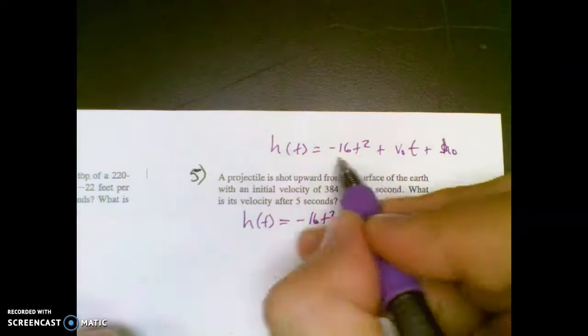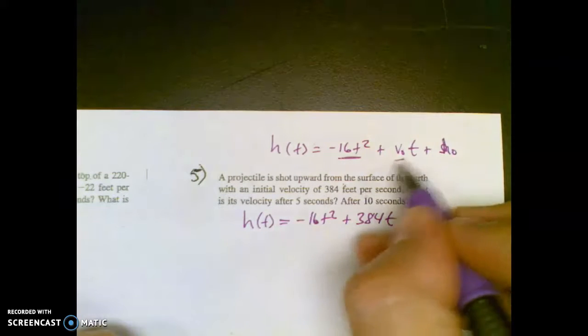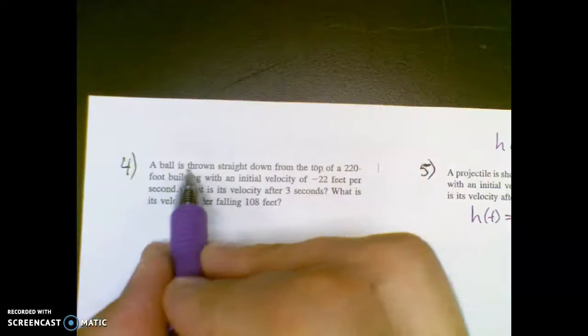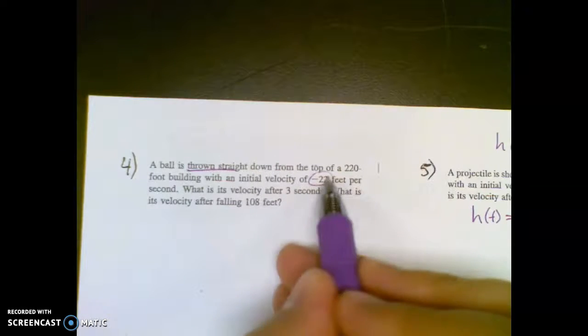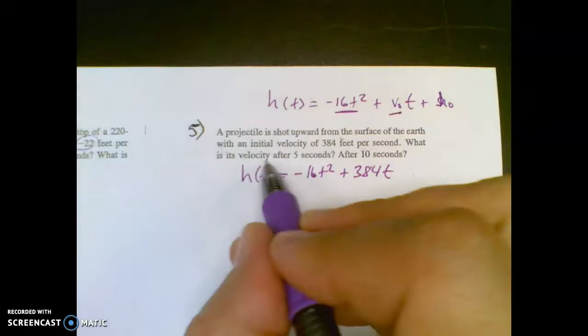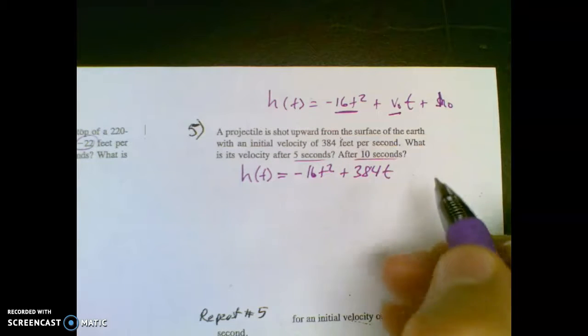So basically that's always there. This is positive if you shoot up. It's negative if you throw something down, which the one thing I did like about this problem was it had you throwing something downward. There's your equation, and it just asks what's the velocity after 5 seconds and after 10 seconds.